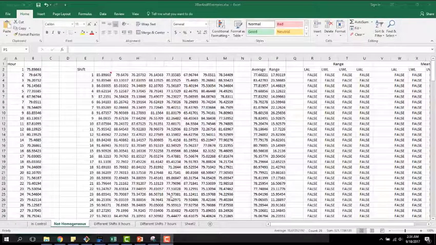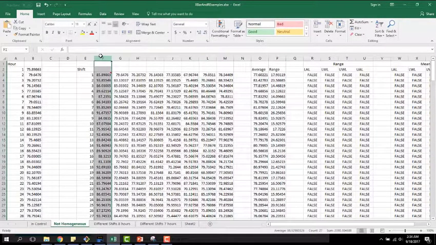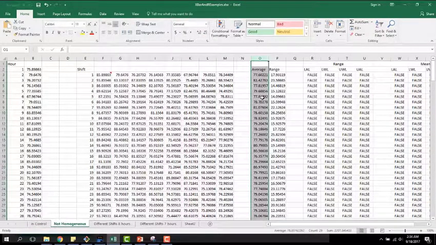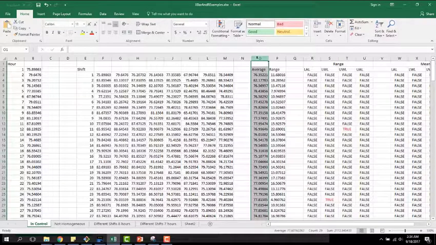So let's compare what has happened. In this not homogeneous tab, I have the exact same data that I have in the in control tab, except that I have added 10 to the things that happen in the first hour of every shift. The net effect of that on the average is pretty small. If you look at these average values, they're in the high 70s and low 80s. And in control, they're in the high 70s and maybe not quite the 80s, but they haven't been moved significantly.